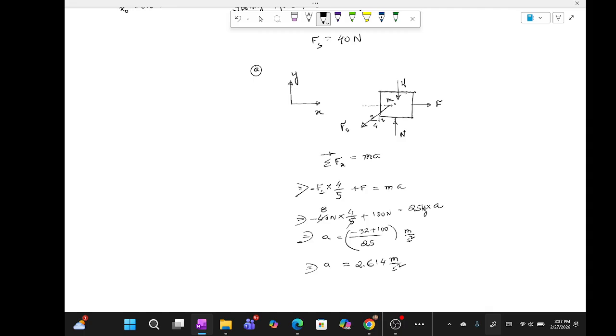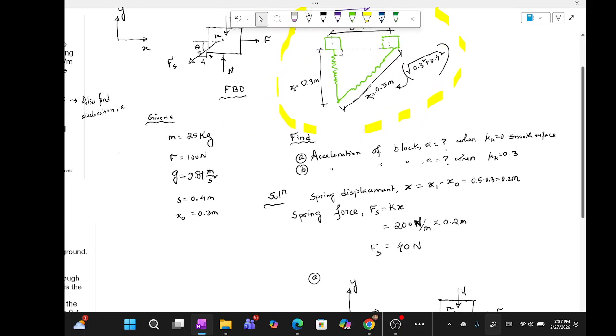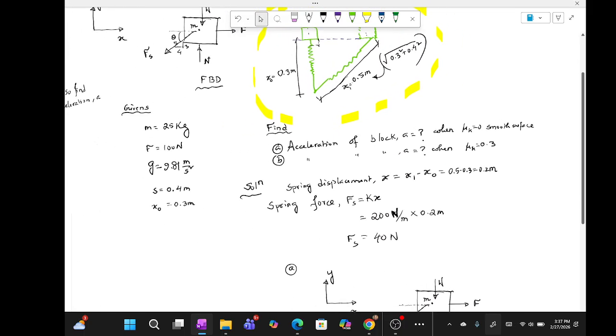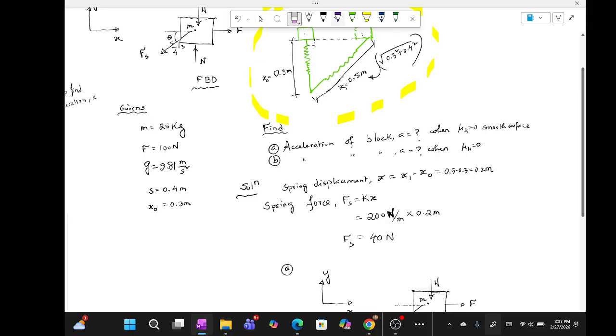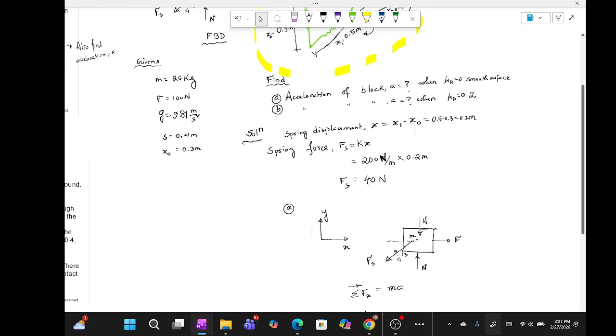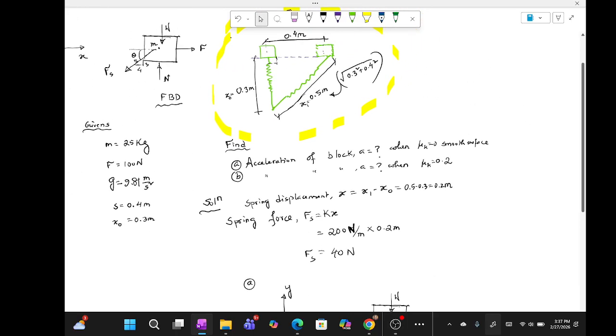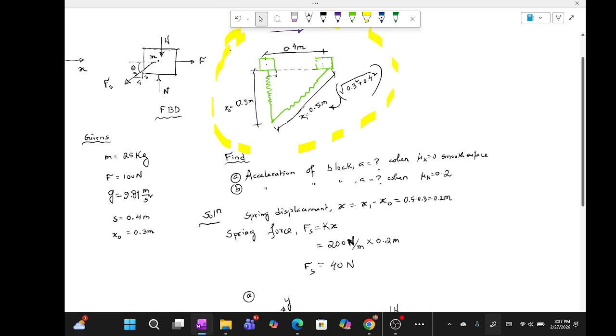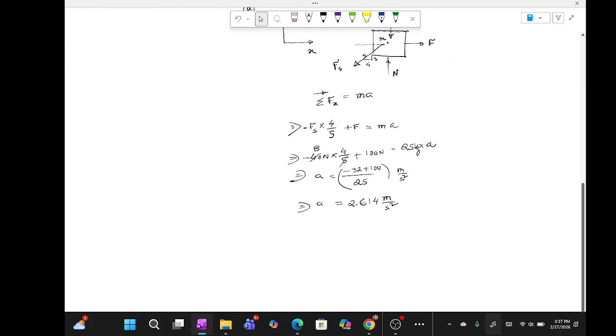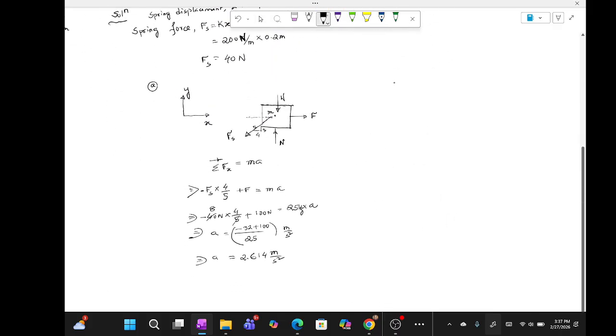Okay. So if you are doing the second part, can you do one thing, please? Change this to 0.2. You understand what I'm saying? Part B, mu k, the coefficient of friction. Okay, let me do that. So part B, coefficient of friction.